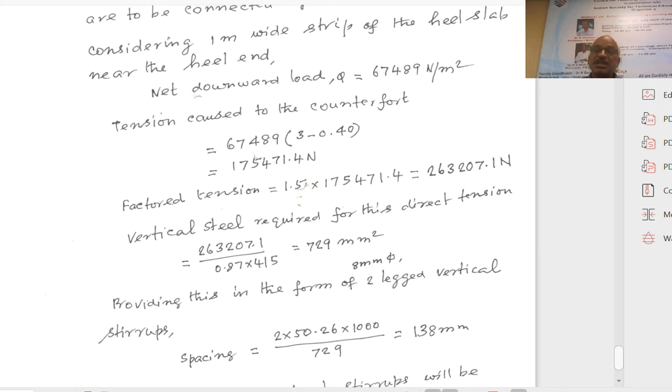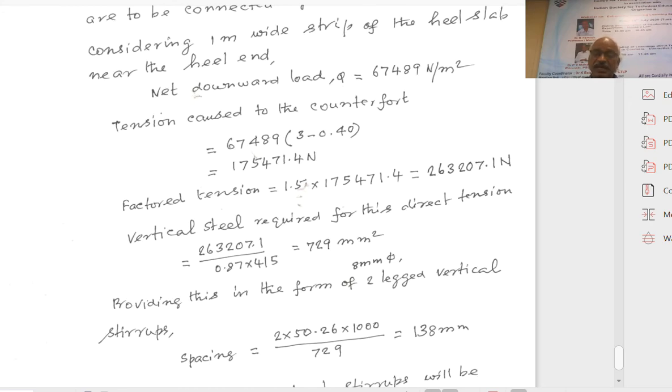This is the factored tension that is caused in the main counterfort at the junction of the main counterfort and the heel slab. So this will try to cause a separation. So they have to be connected. Now that is the force. So vertical steel required for this direct tension is equal to the tension divided by sigma st. So tension is 263,207.1. Sigma st is 0.87 times 415, that is 415 by 1.15. That is equal to 729 mm square.